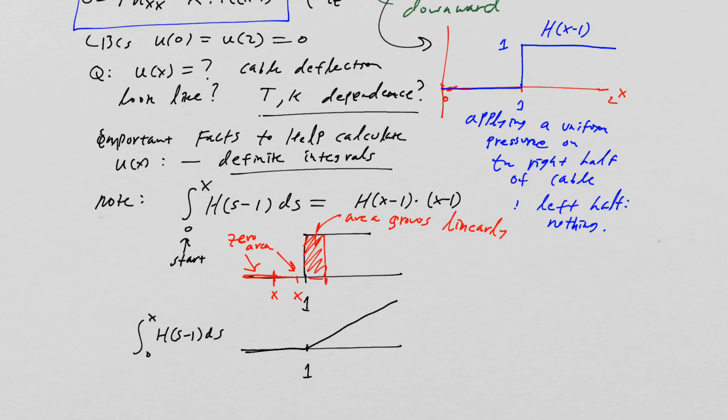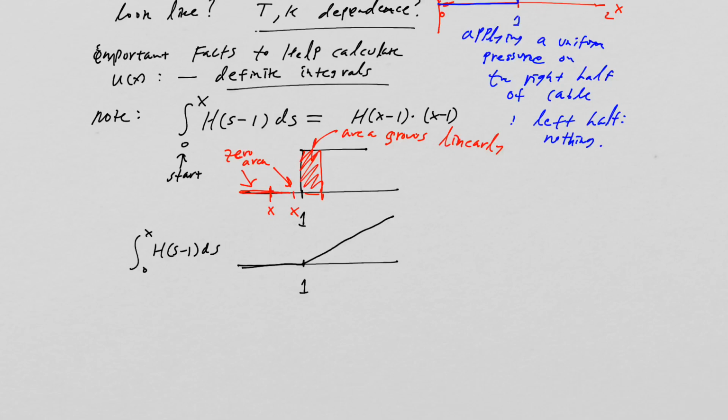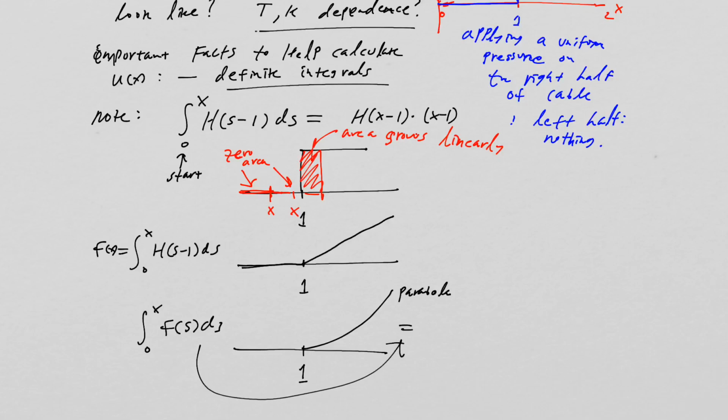All right. Another important fact that we want to look at is, if I take this function, we'll call it f of x now, and I take the integral from 0 to x of f of s ds, what's that going to look like? Well, you imagine it's going to look like a parabola. And of course, it's going to be equal to h of x minus 1 times x minus 1 quantity squared over 2.